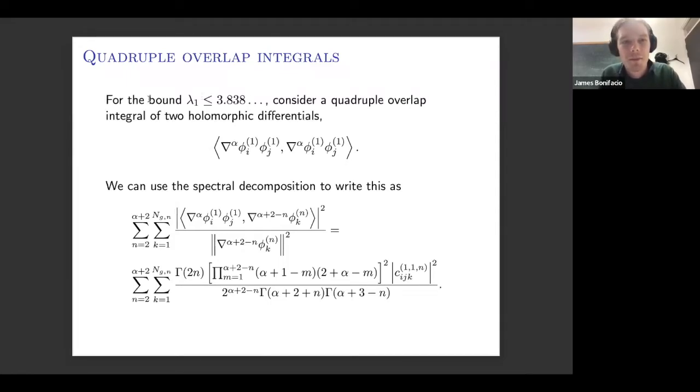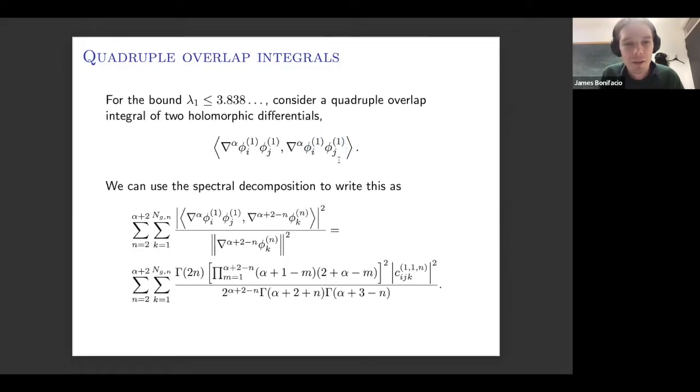Now let me move towards how you derive these bounds on the spectral gap. So for this bound lambda 1 less than or equal to 3.83, what we're going to want to do is to consider a quadruple overlap integral of two different holomorphic differentials, phi i and phi j, which I can write in the following form. We now want to use the spectral decomposition to write this in terms of a sum over squares of these triple overlap integrals, where I use the spectral decomposition on each of the terms that are adjacent to one another.